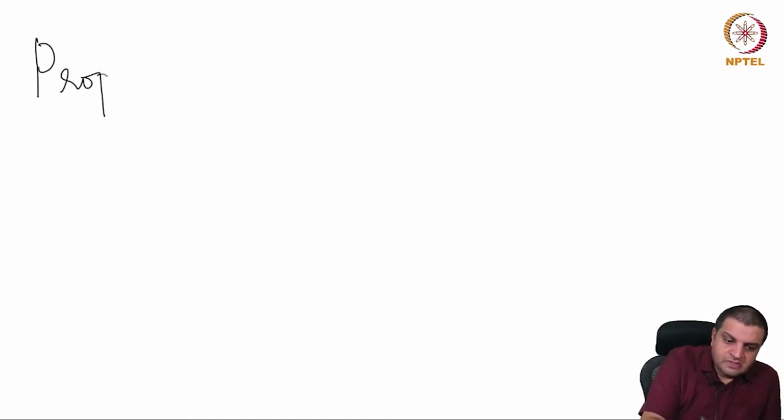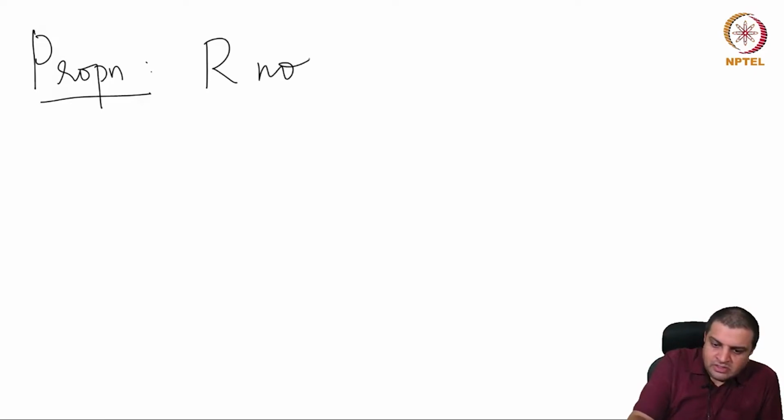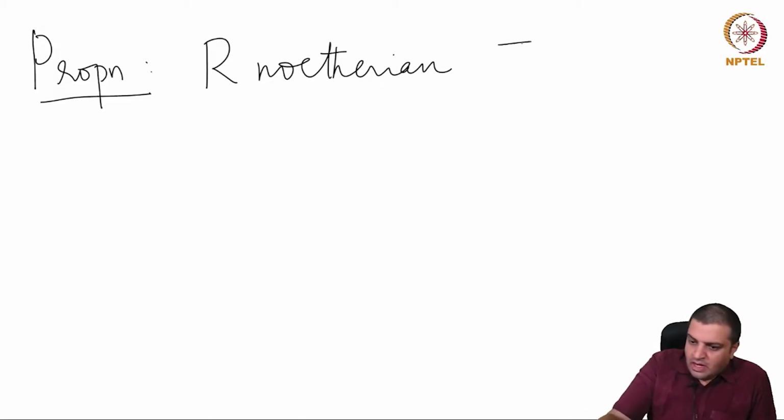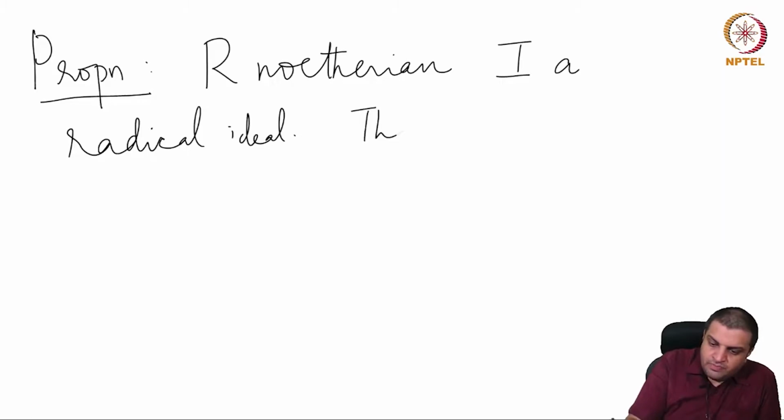So here is a proposition. Most of these results are building on the previous lectures and geared towards being able to compute associated primes and primary components incrementally, like the example that we did in the last lecture. Suppose that R is a Noetherian ring and I a radical ideal. Then I has no embedded primes.